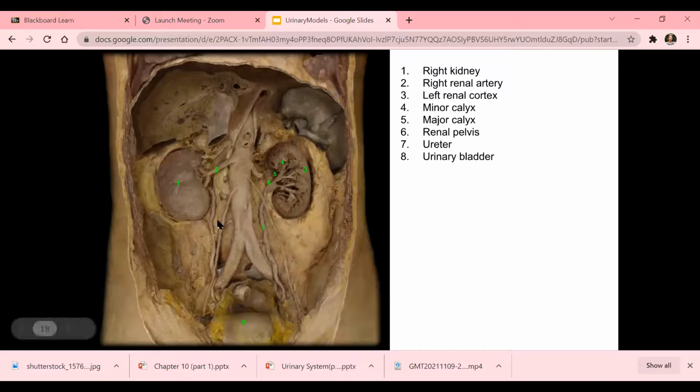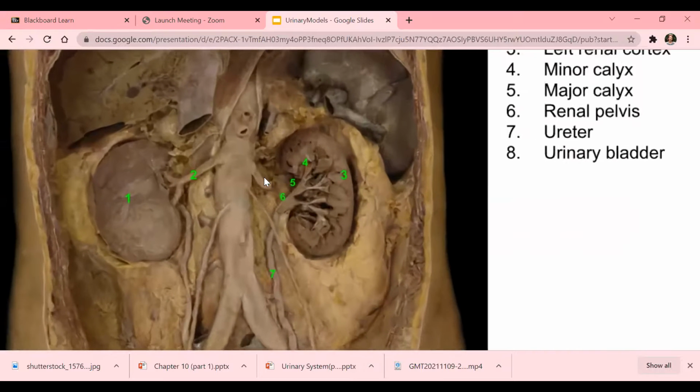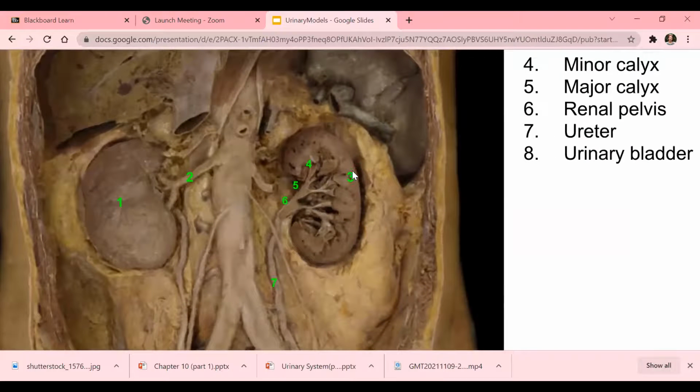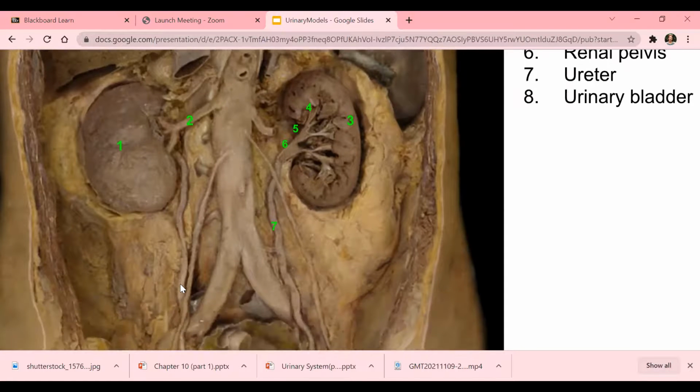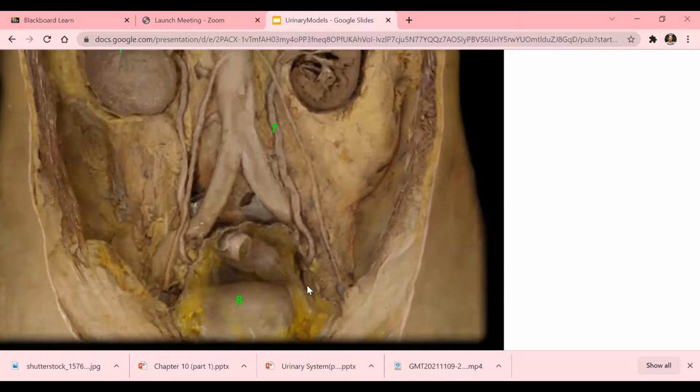And here you can see the kidneys in the body. You have right and left kidney. This is the abdominal aorta, and you can see the renal arteries on both sides. In this picture, you can see the cortex. Here is the medulla. You can see the minor calyx, major calyx, renal pelvis, and after that we have ureter. Two ureters come down as you see here, and they join with the urinary bladder, which is located in the floor of our pelvis.